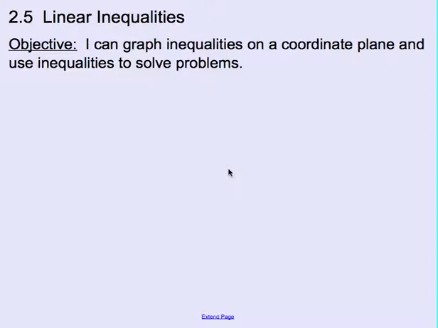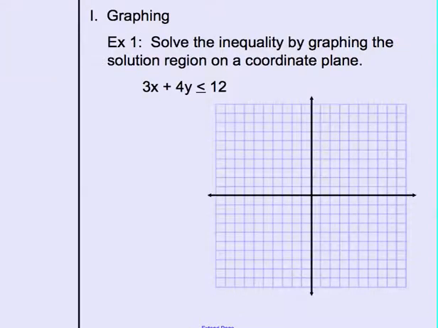So we're going to be able to graph them on a coordinate plane as well as write the inequality from a graph and use them to solve problems. No vocab today. We're going to graph our inequality, and what I notice is that the form that this inequality is in leads me to think that the intercepts is the easiest way to graph it.